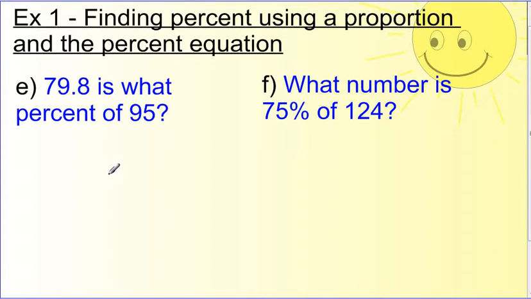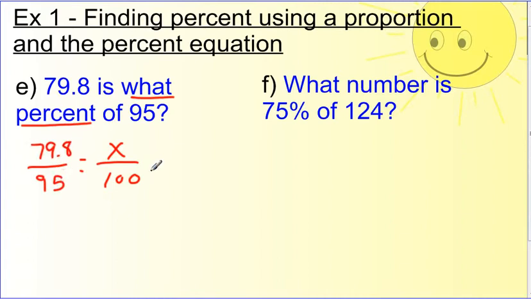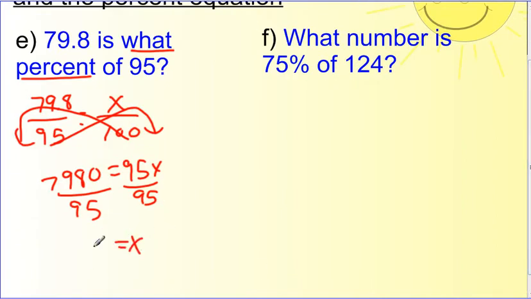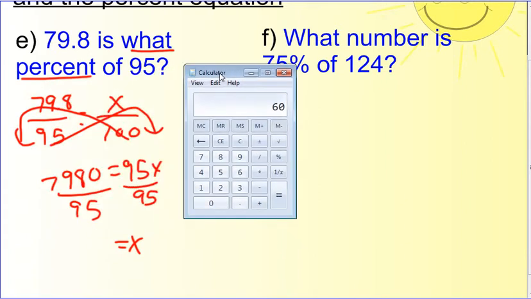Okay, let's see. Letter E. Let me set up my proportion first. We got percent. What percent? Percent over 100. The of number, whatever's left over. Cross multiply. So this guy times this guy is 7980. 95 times x is 95x. Divide by 95, divide by 95, and we get x equals, let's see, 7980 divided by 95 equals 84.